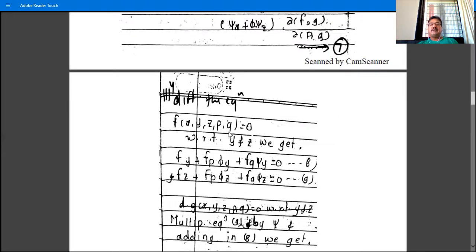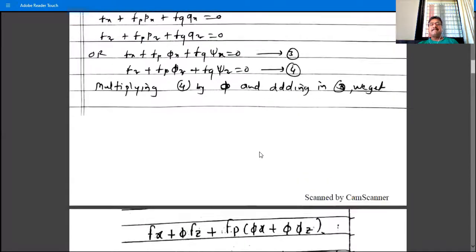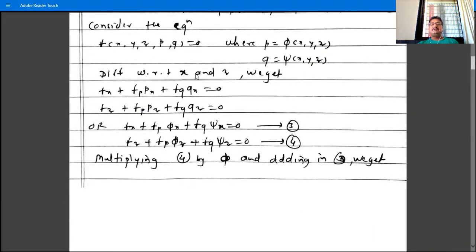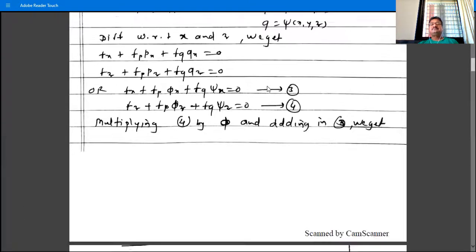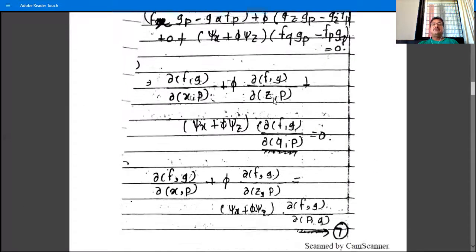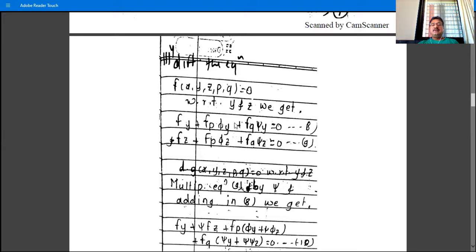Similarly, differentiate f(x,y,z,p,q) with respect to y and z. Instead of x and z, here the differentiation is with respect to y and z, and we get Fy plus Fp phi y plus Fq psi y is equal to 0. That is the derivative with respect to y: ∂f/∂x times ∂x/∂y is 0. ∂f/∂y means Fy, ∂y/∂y is 1, ∂f/∂z times ∂z/∂y is 0.